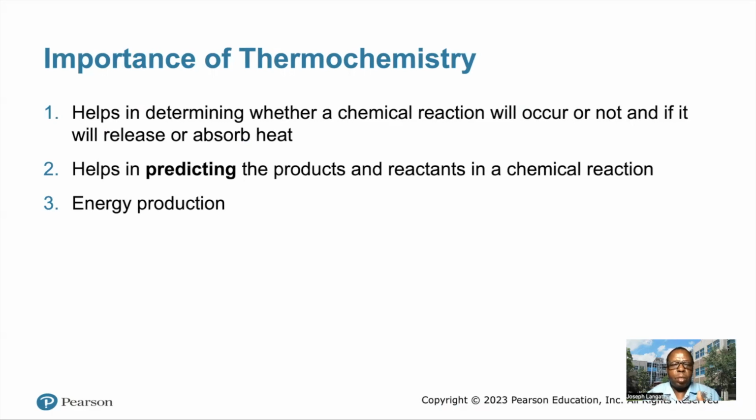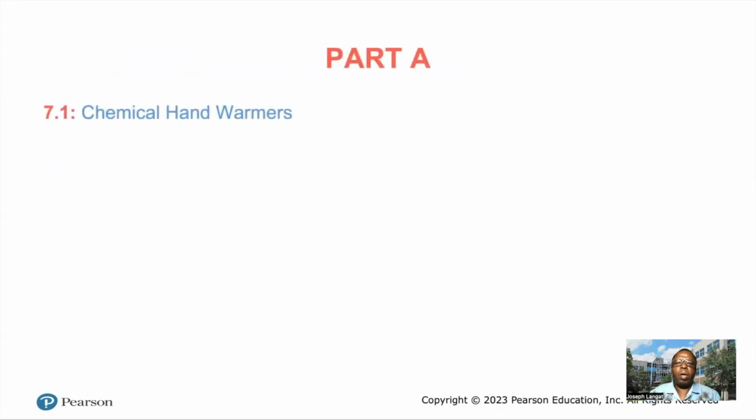For example, right now, in summertime, we need to cool our homes. Thermochemistry has to be involved in there. During winter time, we need to warm our homes. There's thermochemistry in there. We will look at it in detail, or a little bit, in 7.1 on the chemical hand warmers. Some of you may have used the hand warmers before. If not, it's not a big deal. We will look at the thermite reaction and the process by which heat is released in the thermite reaction.